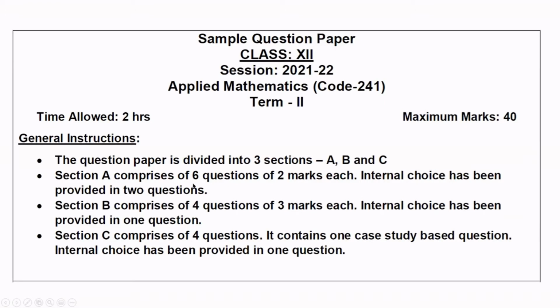In section A there are 6 questions each carrying 2 marks and internal choice is given for 2 questions in section A. And then section B has 4 questions of 3 marks each and internal choice is given for 1 question. Section C has 4 questions. It contains 1 case-based question and internal choice is provided in 1 question.